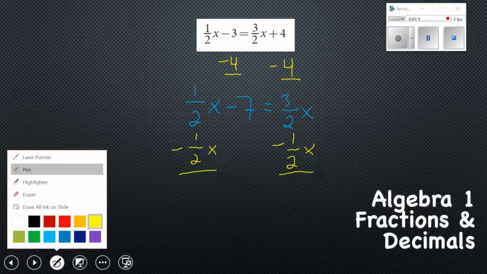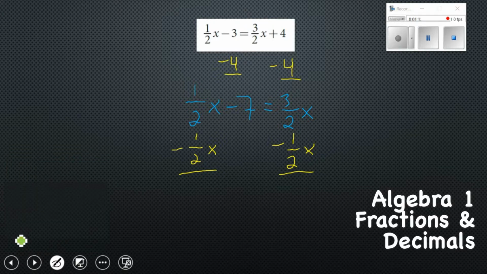And we got lucky in this case. We have a common denominator. Of course, we have to have a common denominator to add or subtract fractions. So I'll rewrite the left side as minus 7. And on the right side, 3/2 minus 1/2 is 2/2, which gives you 1x.